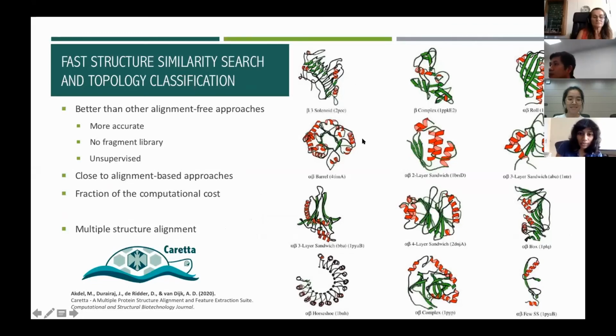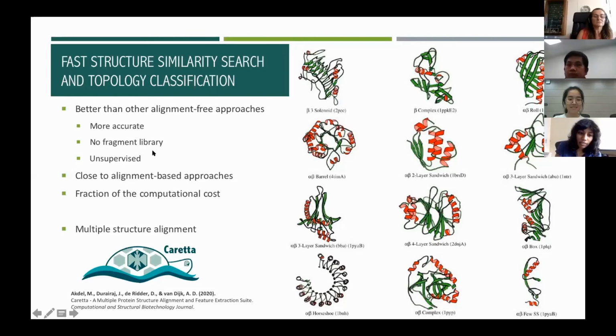And in this task, we benchmarked Geometricus and found that it was faster and more accurate than other alignment-free approaches. And unlike the others, it doesn't depend on a fragment library and it doesn't depend on a training set. So you can really easily and quickly adapt it to different tasks. And this gives something that's close to the alignment-based approaches, but much, much faster.